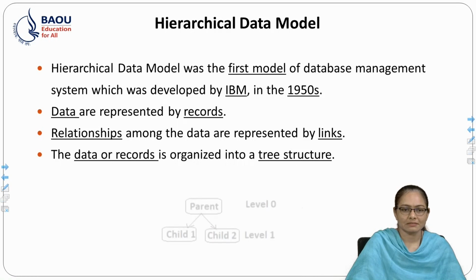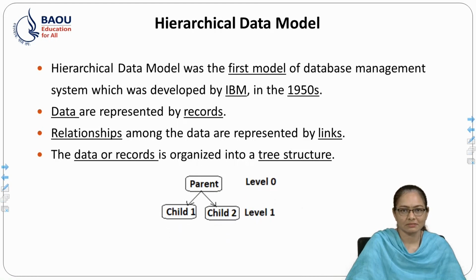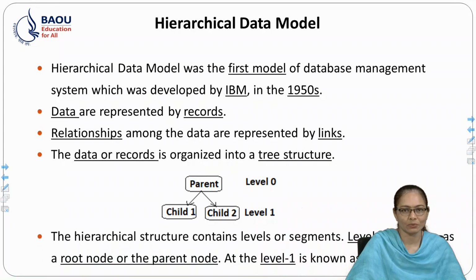So what is a tree structure? Here we can see in the figure, tree structure means where each record consists of one parent record and many child records. So many children have only one parent. The hierarchy begins at the root or a parent node and then grows into a tree as child nodes are added to the parent node.